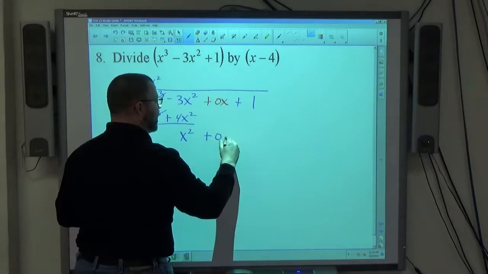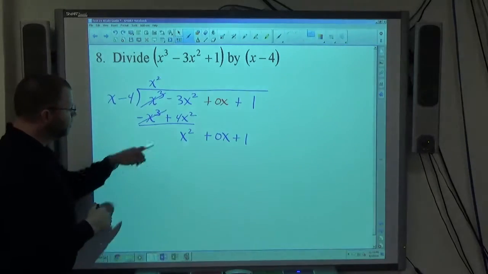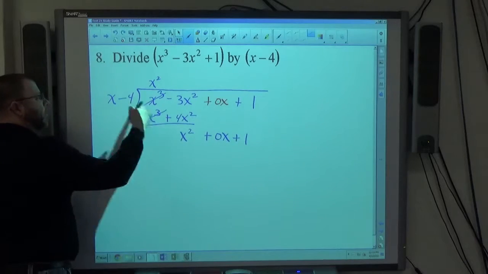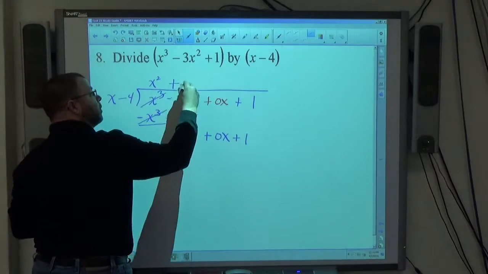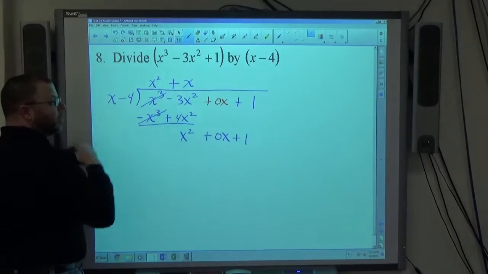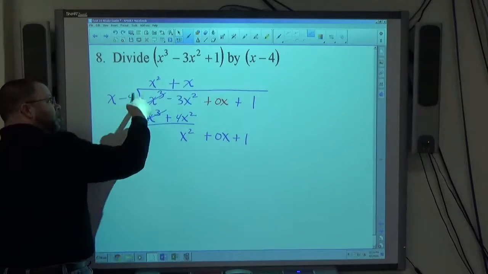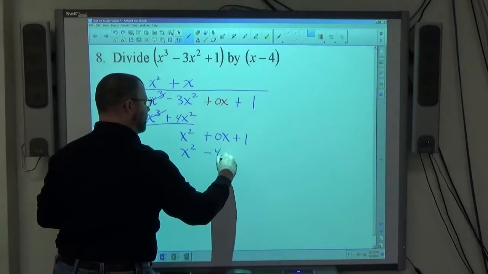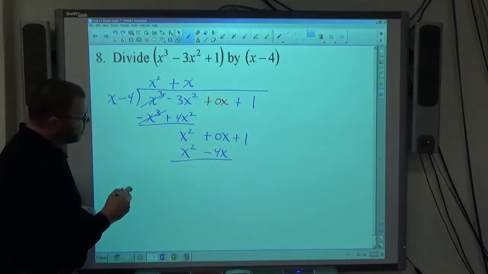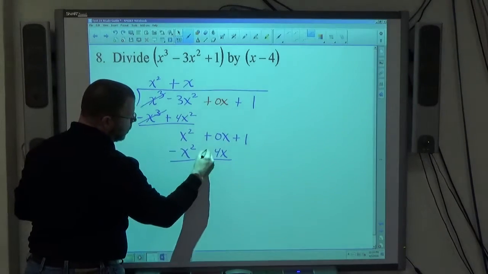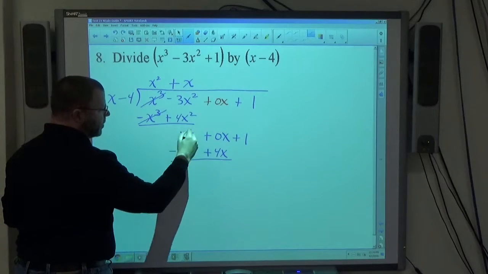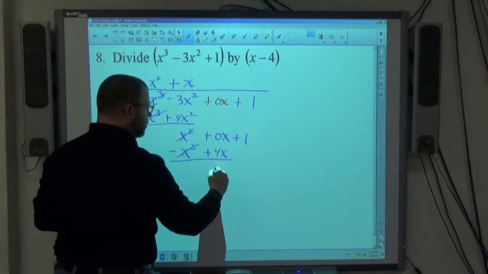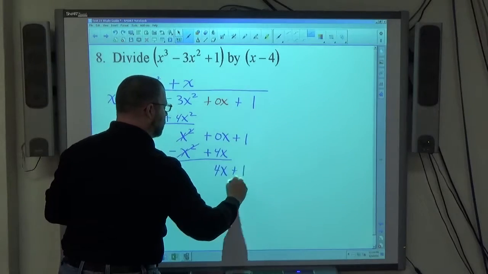Then you bring everything else down, and you do it again. First thing divided by first thing. X squared divided by x is positive x, so put plus x. If it was negative, we'd put a minus x. Positive x times both things is going to be positive x squared, and it's going to give me minus 4x. Subtraction is changing signs. X squared becomes negative, 4x becomes positive. X squared minus x squared cancels. 0 plus 4 makes positive 4x, and that's plus 1.